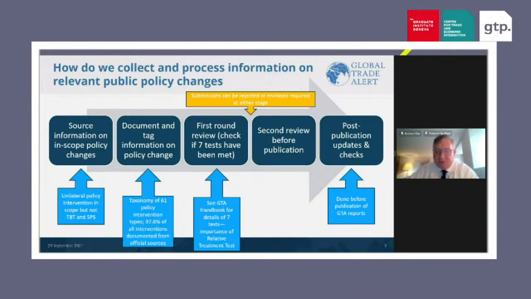And to give you a sense of how strongly committed we are to documenting public policy interventions using official sources, in our database now, which has nearly 40,000 public policy interventions, 97.6% of them are documented using official sources. So this gives you a sense of how strongly committed we are to using official information.